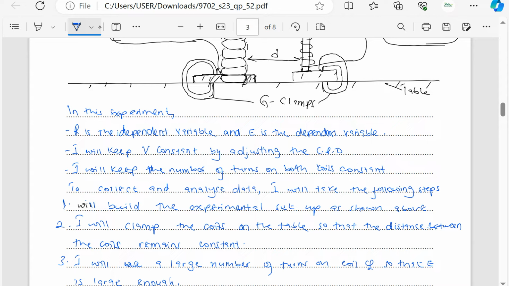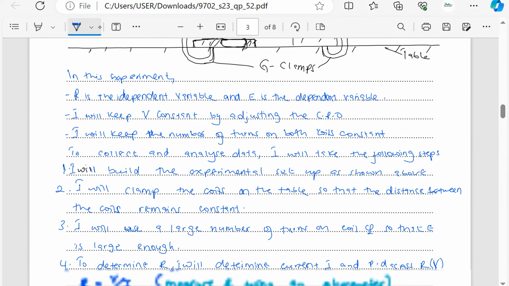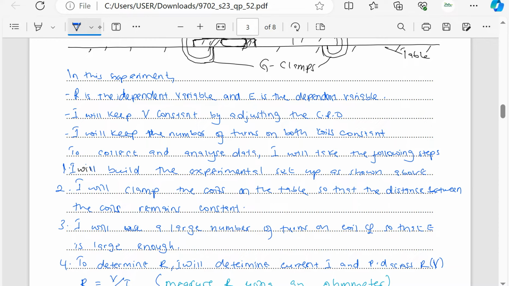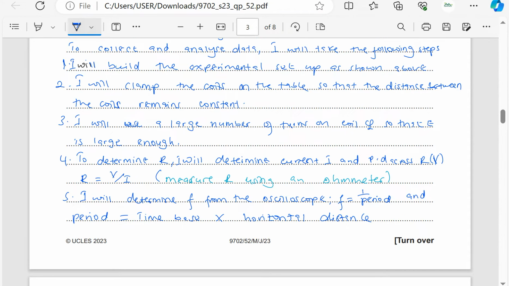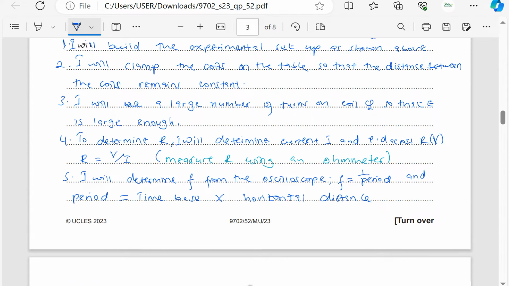Step number 1 is I will build the experimental setup as shown above. I will clamp the coils on the table so that the distance between the coils remains constant. That is very important. I will use a large number of turns on coil Q so that E is large enough so that it is measured with a smaller percentage uncertainty. To determine R, I will determine current I and PD across R, that is V. Then R is V over I. Alternatively, you could use an ohm meter to measure R directly.